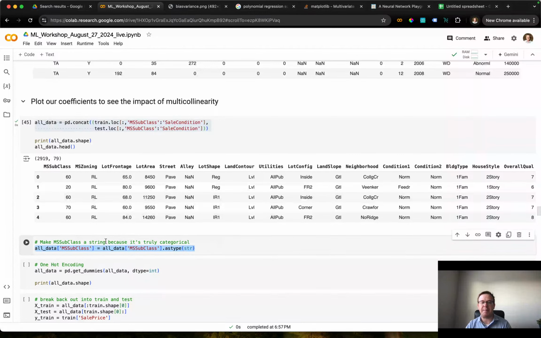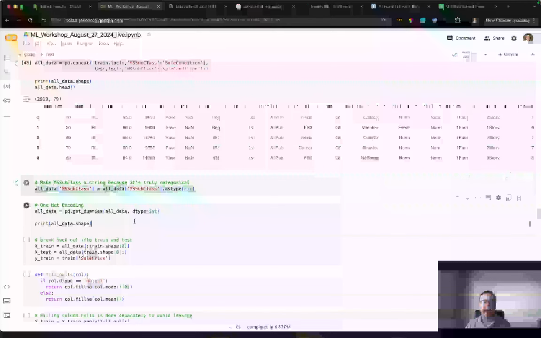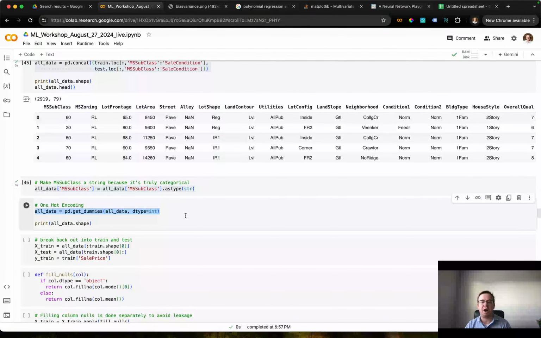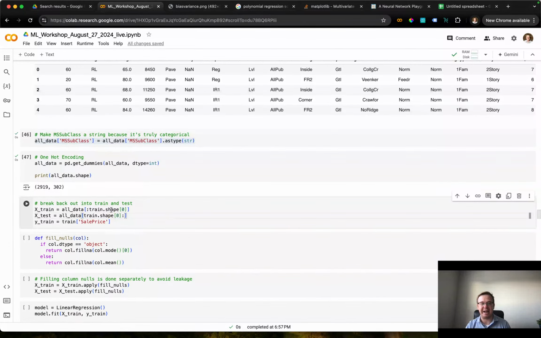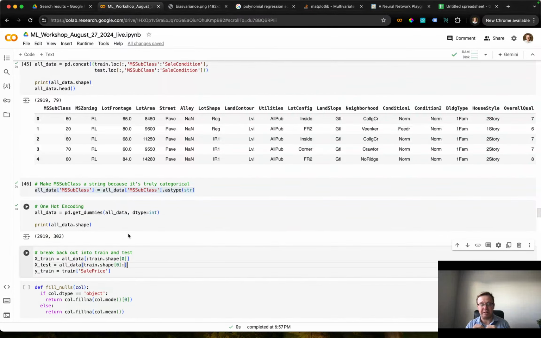I'm going to force my MS subclass column to be a string because even though it's a numeric value, it's really categorical. And that's going to allow this to also be one-hot encoded. And now I will be able to one-hot encode everything all at once and make sure I get exactly the same columns in both train and test. Right? So I'm putting them together, I'm one-hot encoding, and then I'm going to immediately take them back apart, split them back into train and test. And this is one way I can make sure I'm doing this same one-hot encoding treatment to both train and test. So I put them together, one-hot encode them. Now I'm taking them back apart. Okay.